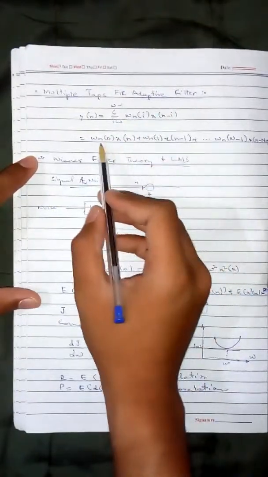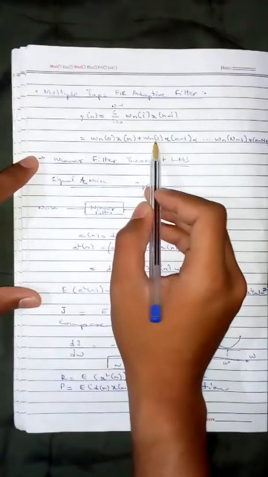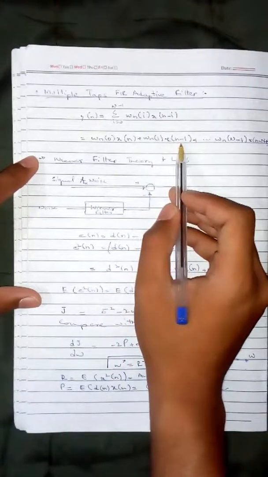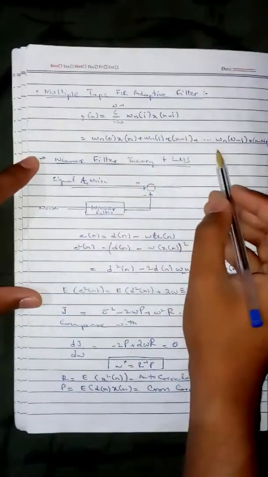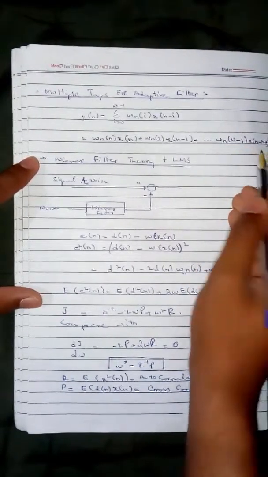So we open this summation to get omega of n of 0 plus x of n plus omega of n of 1 plus x of n minus 1 till our desired value, that is omega n minus 1 into x of n minus n plus 1.